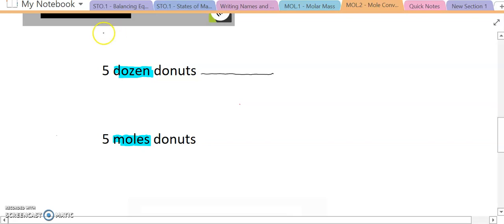So I know that based off of my previous knowledge that 1 dozen, which I'm just going to abbreviate DZ, is the same as 12 donuts, and we'll just use DN for donuts. And I know that 1 mole of donuts, oh, by the way, mole is abbreviated as MOL. Doesn't save you a whole lot, but that's a given abbreviation. 1 mole of donuts is going to be similar, but a whole lot more at 6.02 times 10 to the 23rd donuts.